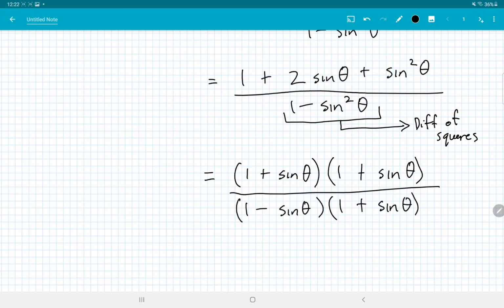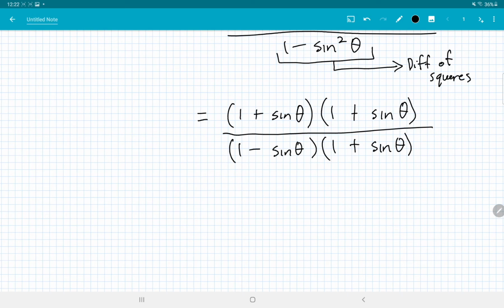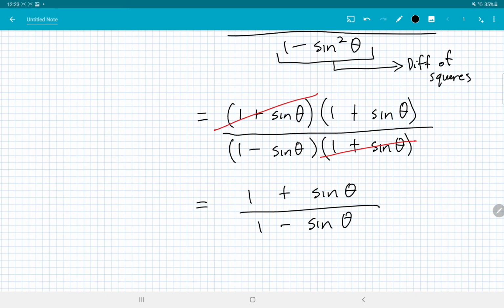Okay, well, this is convenient. We can cross things out now. What can we cross out? Well, I see a 1 plus sine theta up top, and I see a 1 plus sine theta on the bottom. Now, unfortunately, these other two brackets can't cancel out. That's fine. So what do we have left? We have 1 plus sine theta over 1 minus sine theta.